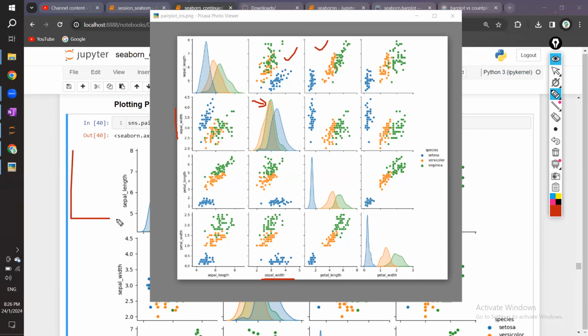But along the diagonal, what happens? Every diagonal plot over here has the same column against itself. So here it is sepal length against sepal length. This is sepal width against sepal width. So on the diagonal you will have the same column against itself. Fine.